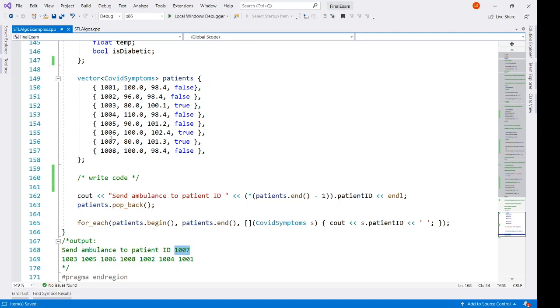So if we see the 1007, it has got a tie of oxygen level with 1003, right? Now the next parameter to consider is the temperature. So temperature is 101.3 and 101.1. Both are diabetic, right? So because the temperature is higher, this patient will be given the priority to get him or her.